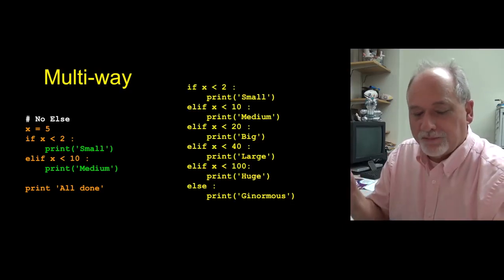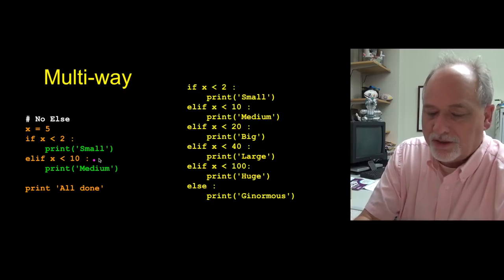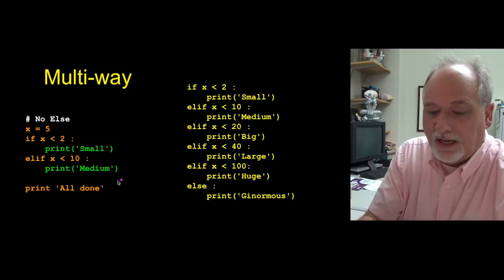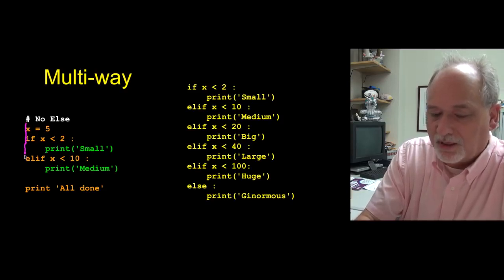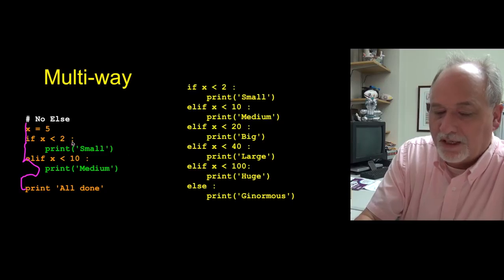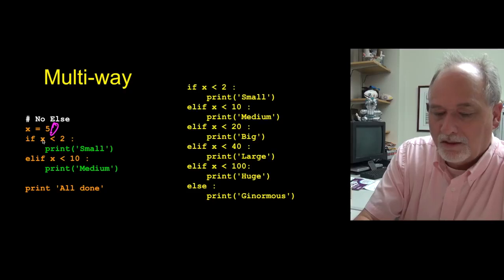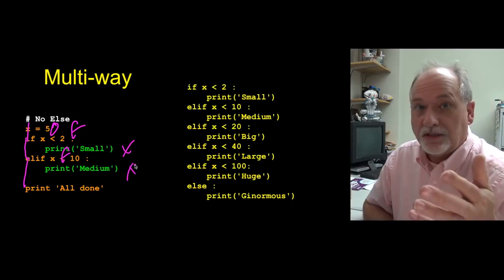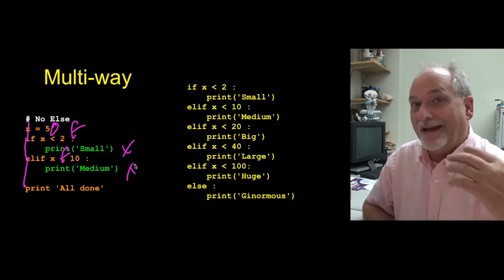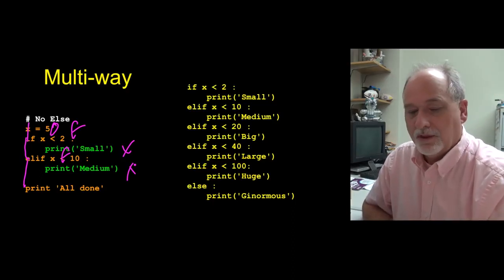You can have no else, as in this case, and this just means that it might not run any of them. In this case, x is 5, so it's not less than 2, but then it runs this one. But if x was 50, for example, then this would be false, so it would skip, and this would still be false, and it would skip, and neither of these two would run. So if you don't have an else, you're not guaranteed that one of them is going to run, because else is like the catch-all. If the other ones are all false, then the else is the one that runs.